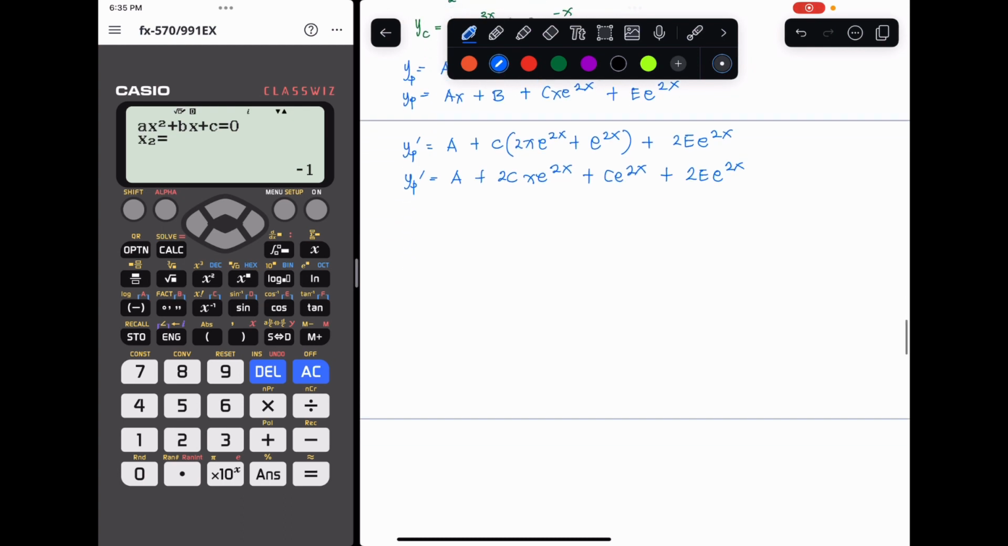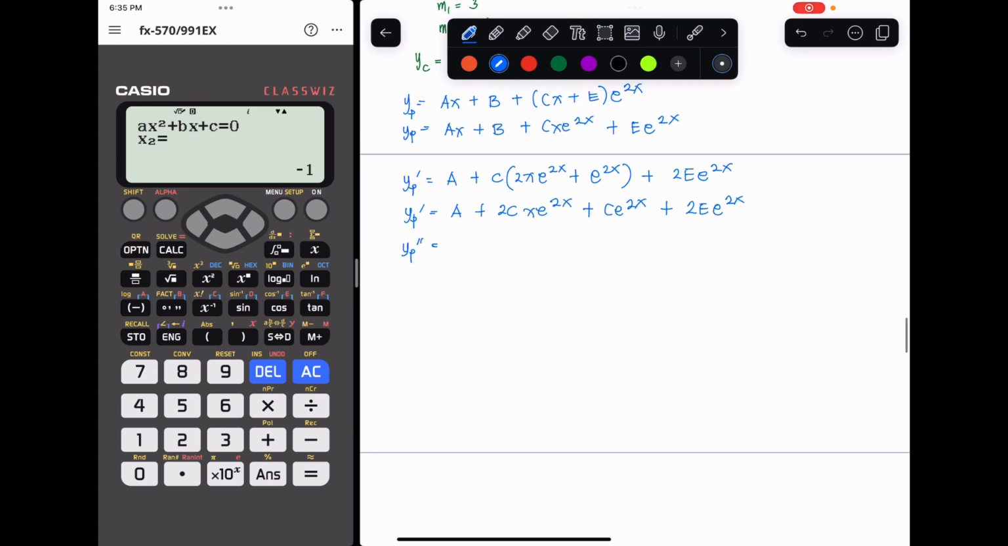And for our yp double prime, the derivative of a will be 0. Then I'm going to move out 2c, which is constant. And then the derivative of x e2x is the same, so that would make it 2x e2x plus e2x. And then plus c e2x, so that would be 2c e2x. Then plus 2e e2x, so 2 times 2, I'll have 4e e2x.